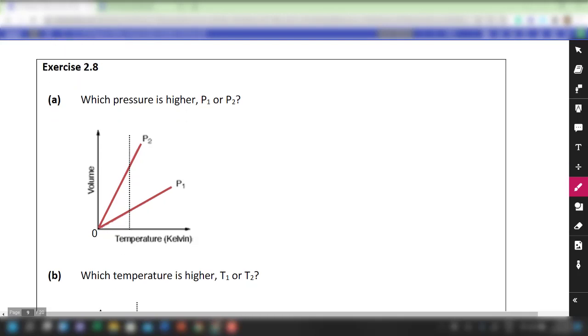So with the same idea for exercise 2.8a, you're asked which pressure is higher, P1 or P2. Again, same thing. PV = nRT. We are plotting V against temperature. So therefore V = (nR/P) × T. So V against thermodynamic temperature is a straight line which passes through the origin.